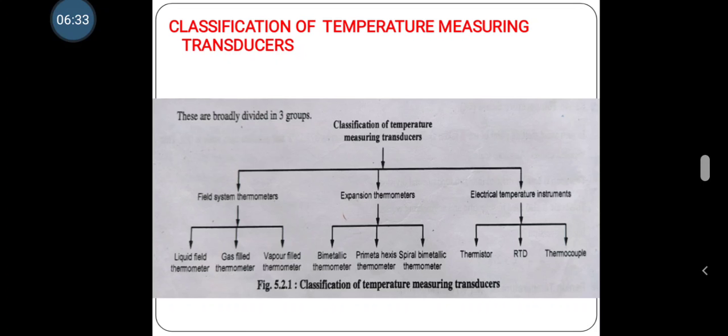It is a bimetallic thermometer, pyrometer-type thermometer, spiral bimetallic thermometer. And in case of the electrical temperature instrument, it is divided into three parts: thermistor, RTD, and thermocouple. Out of the above different types of temperature measuring devices or transducers, as per our syllabus, only some types will be studied.